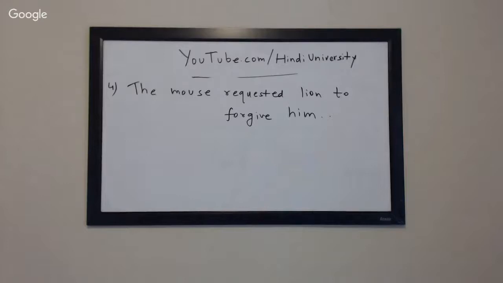I can see Ria, you also said, "Kyunki chuhe ne sher ko pareshan kiya," which is absolutely right, because that's how you'll say that. Okay. So this one, I'm going to give opportunity to folks who are watching live on FaceTime. Mouse requested lion to forgive him. I'm not going to take names here, but try to deconstruct this sentence. How do you say that? Mouse requested lion to forgive him.